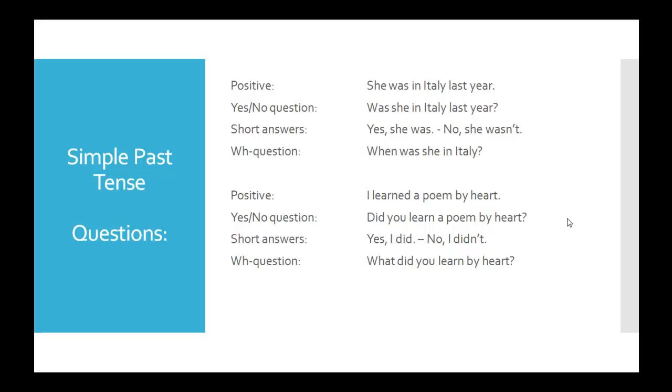Let's take another example. She played with her cat. A yes-no question would be, did she play with her cat? Possible short answers would be, yes, she did, or no, she didn't. A WH question for this sentence would be, who did she play with?